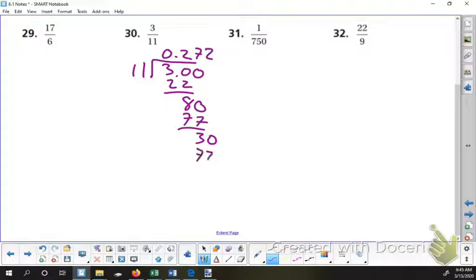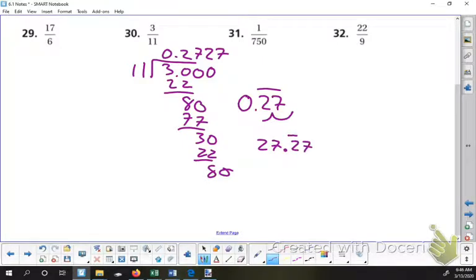And then here's our pattern. Oh, sorry. Twice is 22. Subtract, get an 8. Now here's my pattern. 0.272727. That's my repeating pattern. So as a decimal, I write 0.27 repeating. Now, if I write this as a percent, I'm moving that decimal point over 2 places. That gives me a 27. The repeating bar is not going over the 27. So I'm just going to write the next 2 digits and put a repeating bar over that and then my percentage sign. Okay?